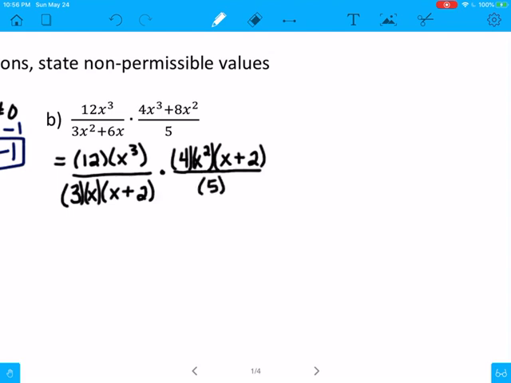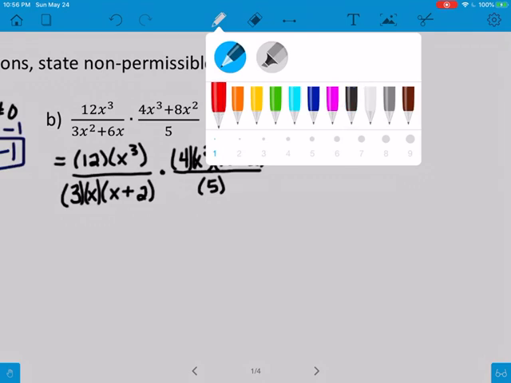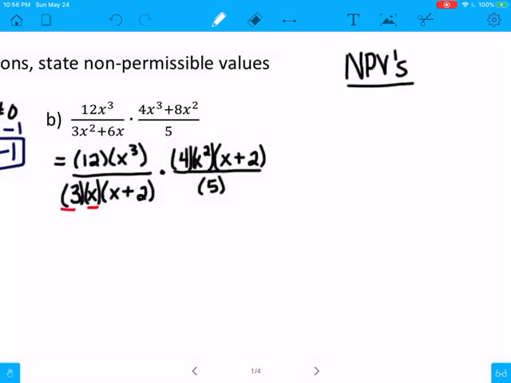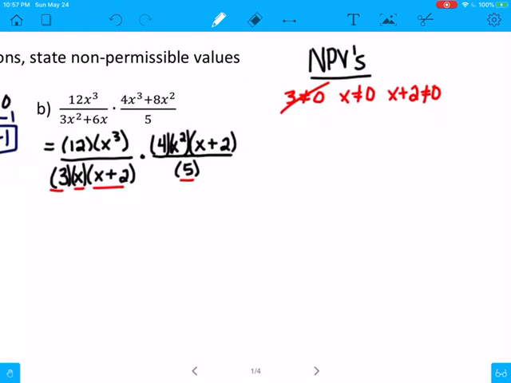And before I cancel, or put the tops together and the bottoms together, I have to find my NPVs. So I have 3, I have x plus 2, and I have 5. So I'm going to say 3 cannot equal 0, which is true, but doesn't get me an NPV. Then I say x cannot equal 0. Then I say x plus 2 cannot equal 0. And I also say 5 cannot equal 0, which is true, but doesn't get me an NPV because it doesn't have a variable. X cannot equal 0 is done.